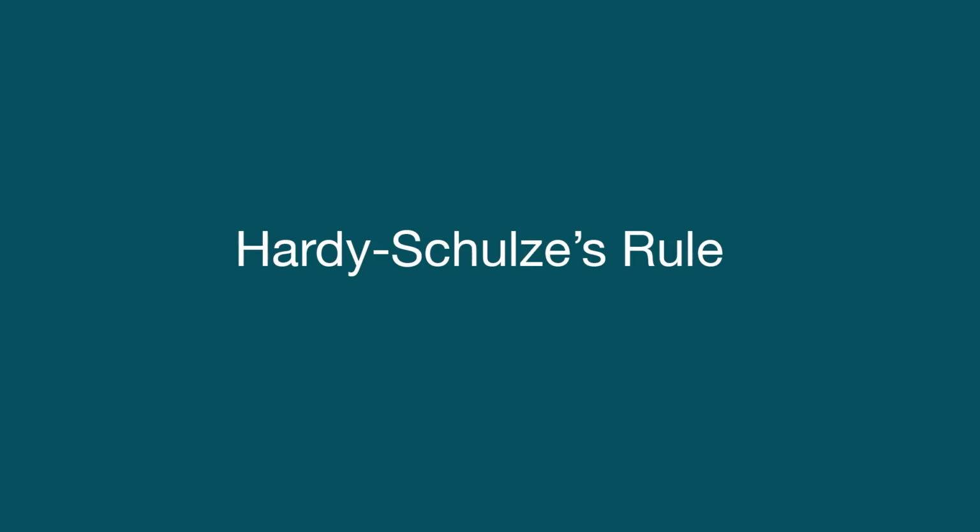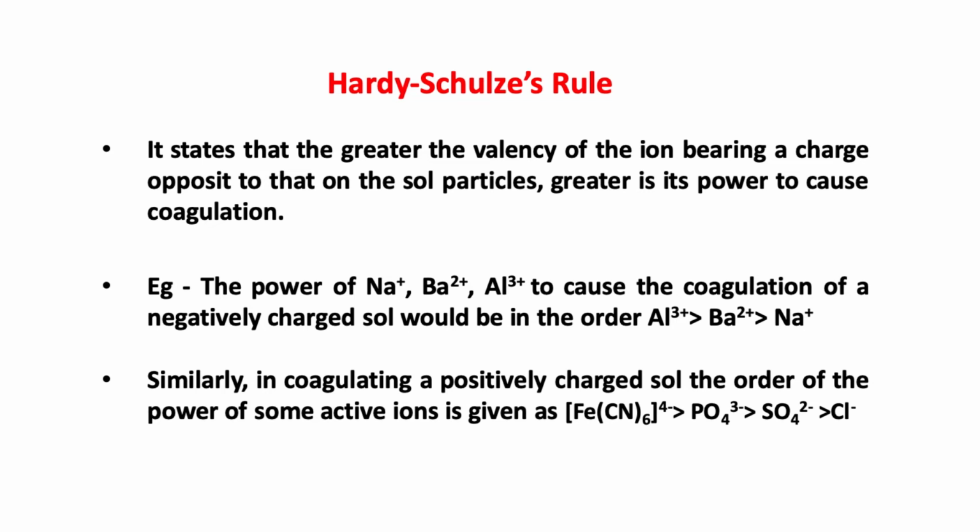Next is the Hardy-Schulze rule. It states that the greater the valency of the ion bearing a charge opposite to that on the sol particles, the greater is its power to cause coagulation. For example, the power of Na+, Ba2+, Al3+ to cause coagulation of a negatively charged sol would be in the order Al3+ > Ba2+ > Na+. Similarly, in coagulating a positively charged sol, the order of the power of some active ions is given as [Fe(CN)6]4- > PO4 3- > SO4 2- > Cl-.